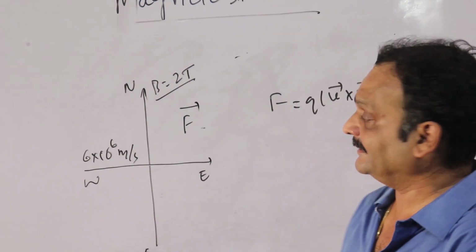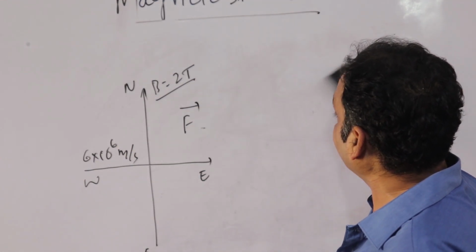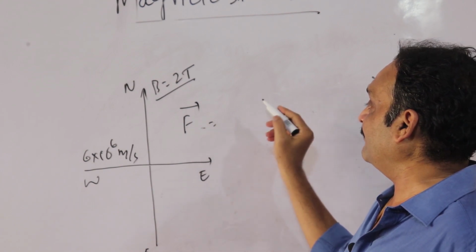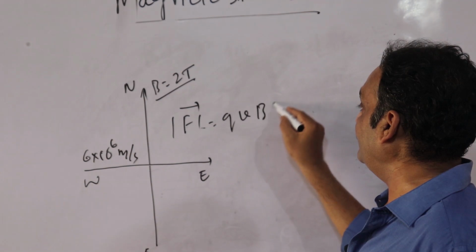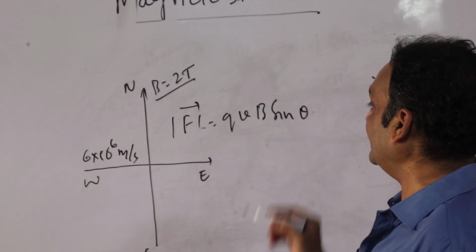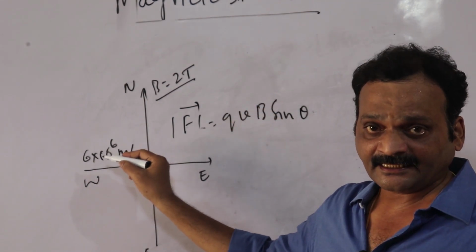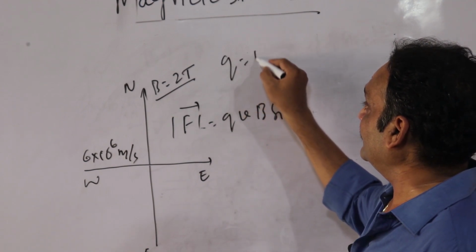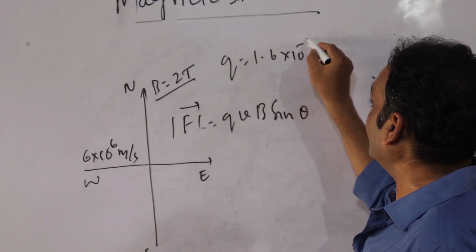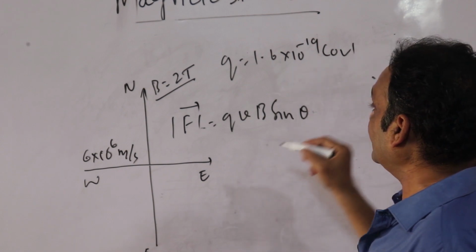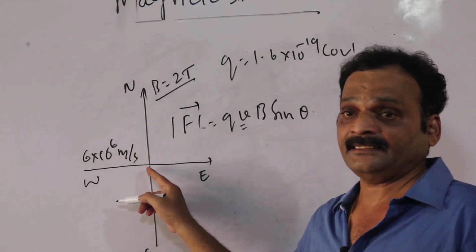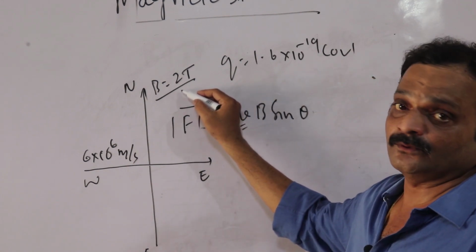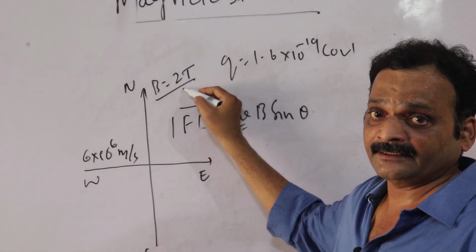Okay, when a question comes like this, what do we write? We write mod F bar equal to QVB sine theta. Q is saying that it is an electron, so the charge of the electron we know is 1.6 into 10 to the power minus 19 coulombs. Velocity of the electron is given as 6 into 10 to the power 6 meters per second. B equal to 2 Tesla, uniform magnetic field.